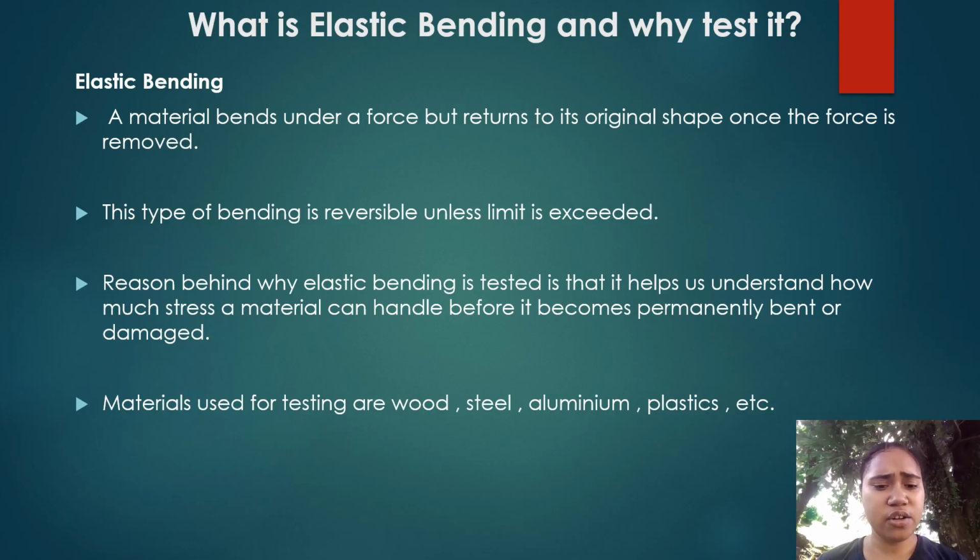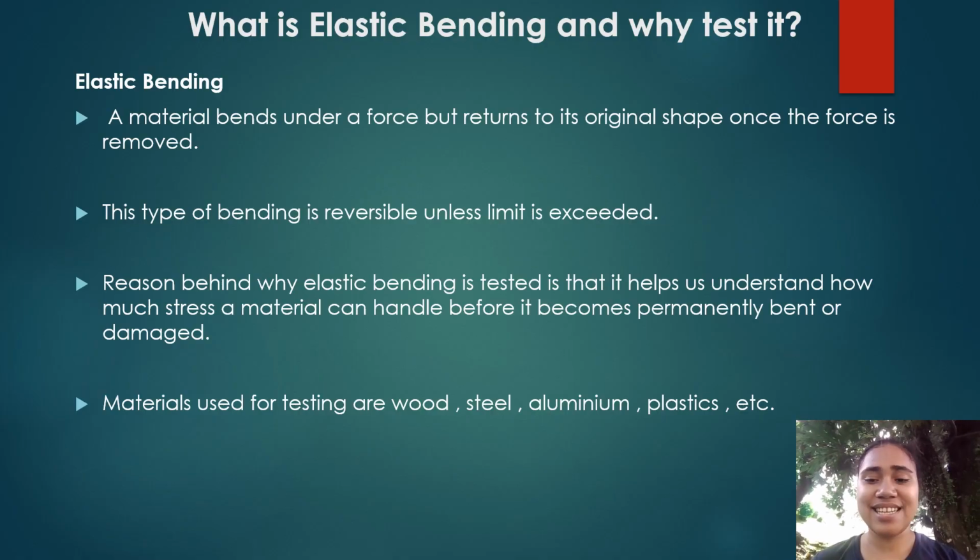So the reason behind why elastic bending is tested is that it helps us understand how much stress a material can handle before it becomes permanently bent or damaged. So it helps engineers choose the right materials for their job. Materials used for testing include wood, steel, aluminum, plastic, etc.